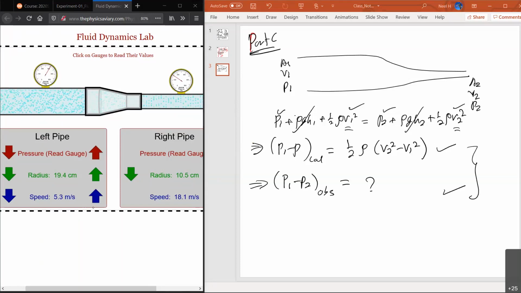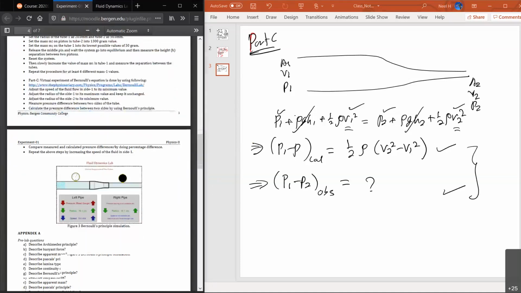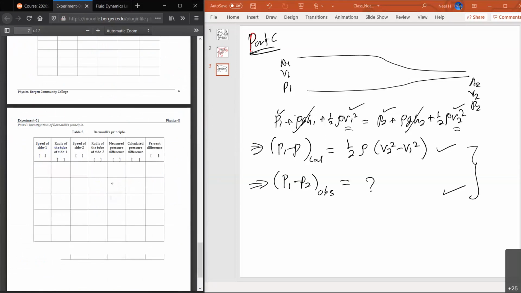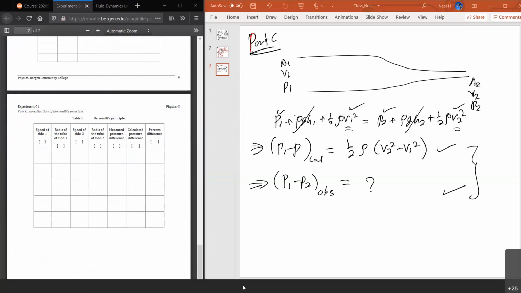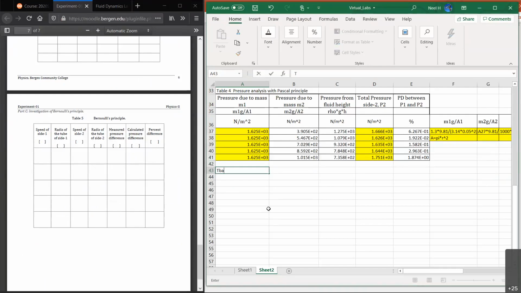All right, so let's make a table very quickly. This is a very simple calculation again. I need the speed in tube 1, the radius of tube 1, the speed in tube 2, the radius of tube 2, measured pressure, calculated pressure, and percentage difference. So let's build that here. Table 5, which you can name as the analysis of Bernoulli's principle.